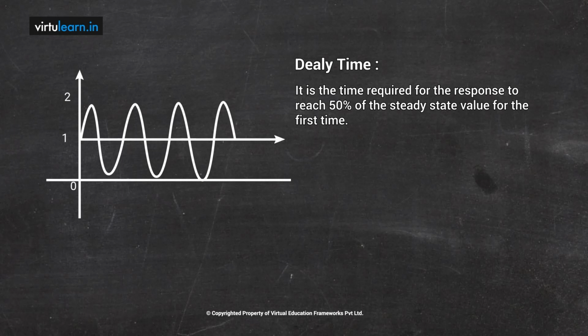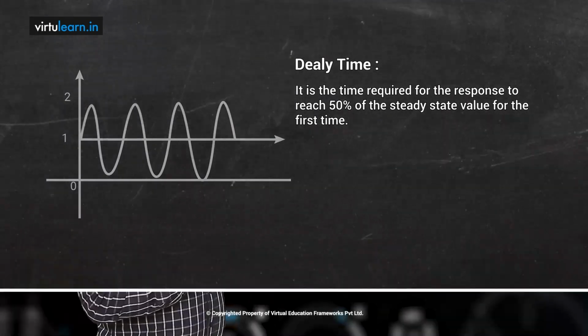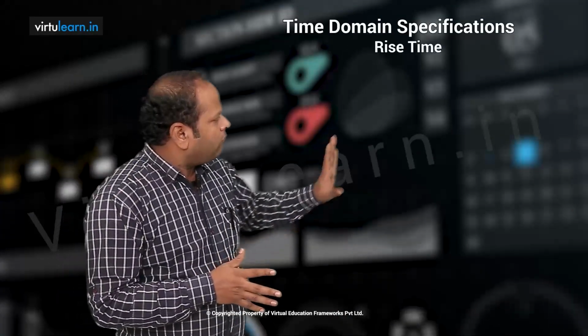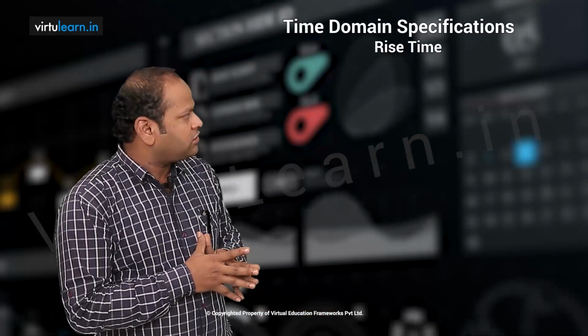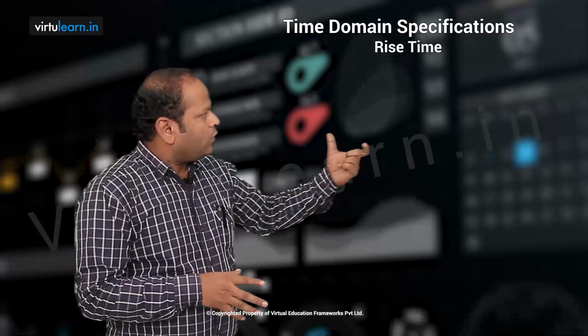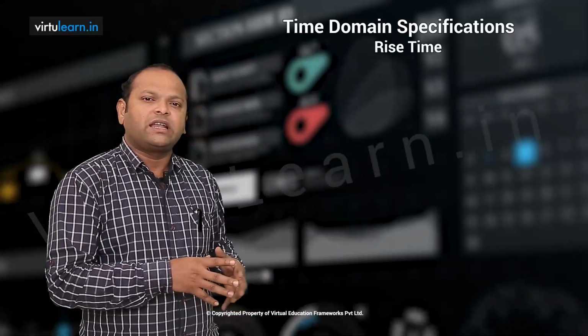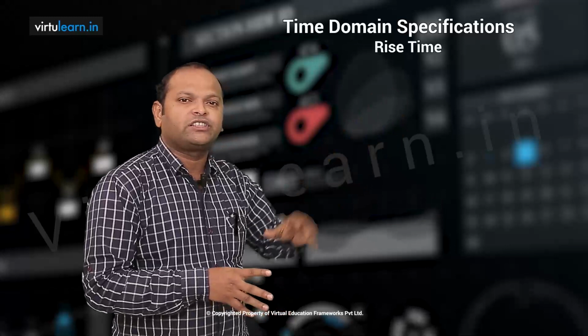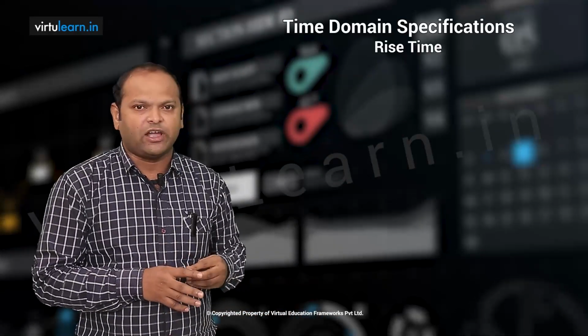Let us see one by one how we can get the expressions for those time domain specifications. We'll start with rise time. We already have the response. By looking at the response, we'll define and derive. Now, what is the rise time? It is the time taken by the response to reach the steady state value for the first time.